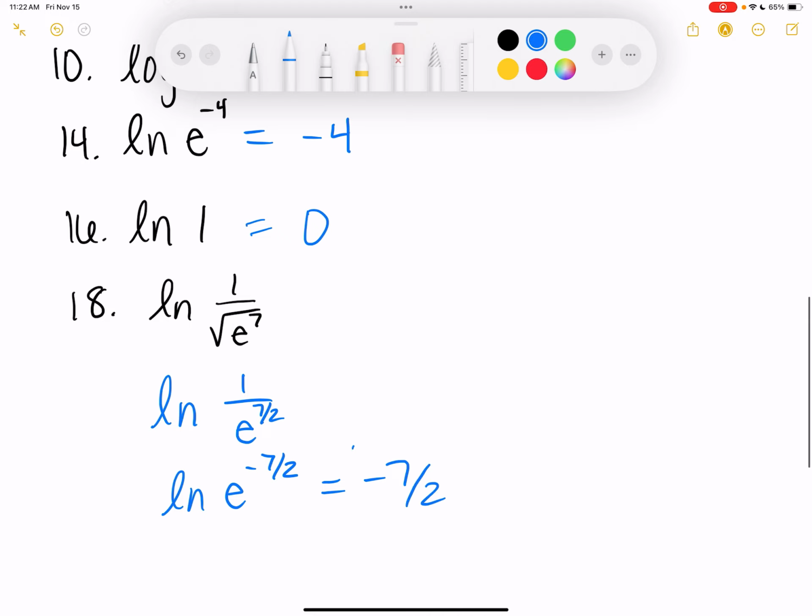-7/2. -7/2. All right, any questions on those? That's why it's critical to know those properties that are in your notes.